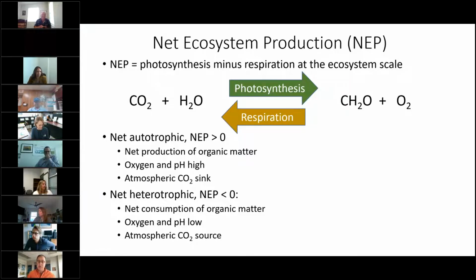They give us a long view of how estuarine ecosystems behave when they're subject to long-term changes in climate and land use and all sorts of things. So what is net ecosystem production?